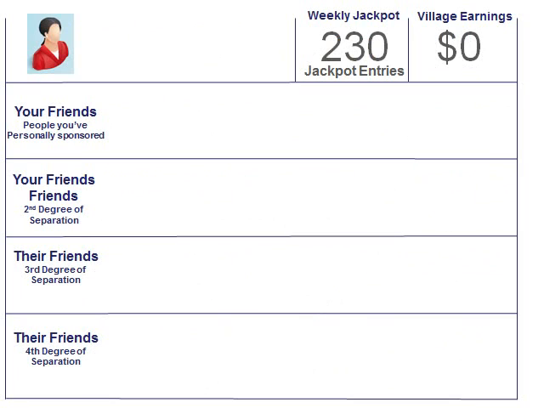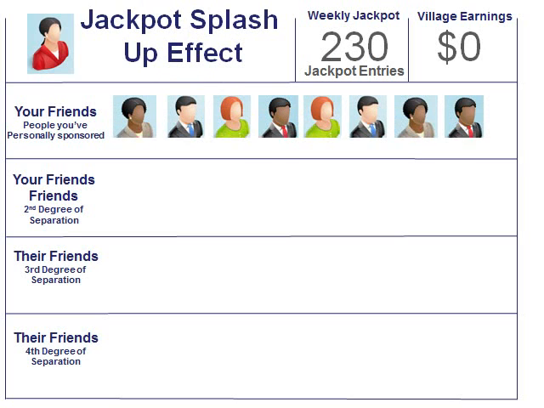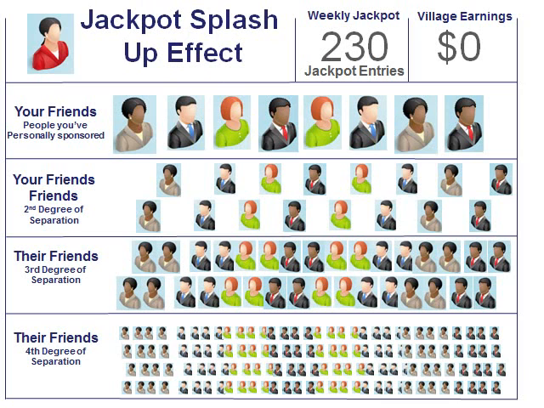One of the best things about the weekly jackpot is more than one person will win each week, and your odds of winning a weekly jackpot increase with the size of your village. This is called the jackpot splash-up effect. Not only does each ad you watch give you a chance to win the jackpot, but if anyone in your village wins the jackpot, you also win.